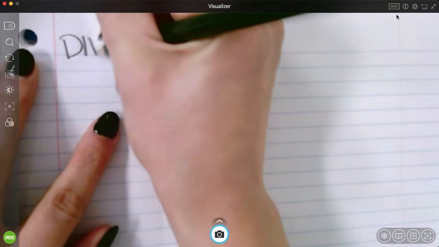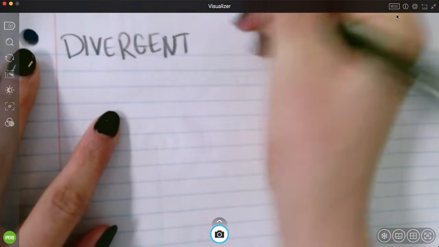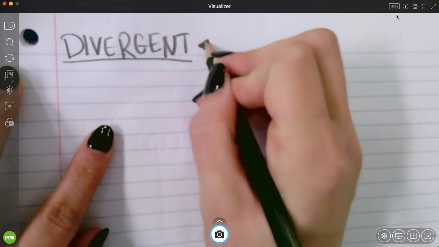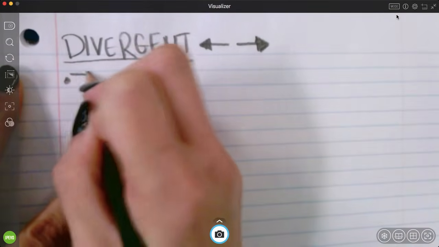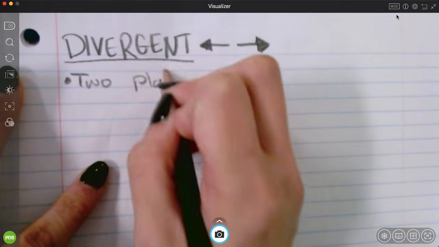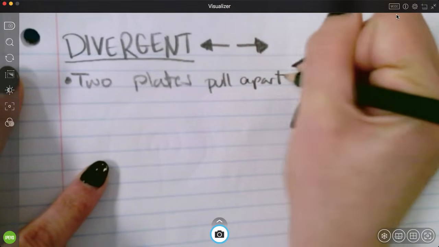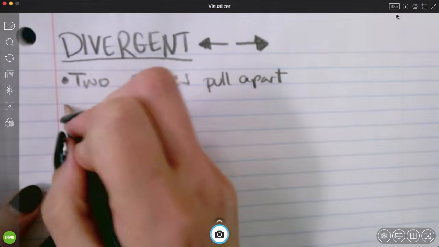Our first category are the divergent boundaries. With divergent, I'm going to draw two arrows that are pointing away from one another. At a divergent boundary, two plates pull apart, away, something like that. They're going away from one another. And there are two types.